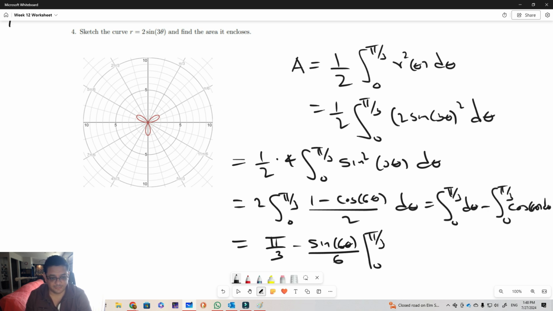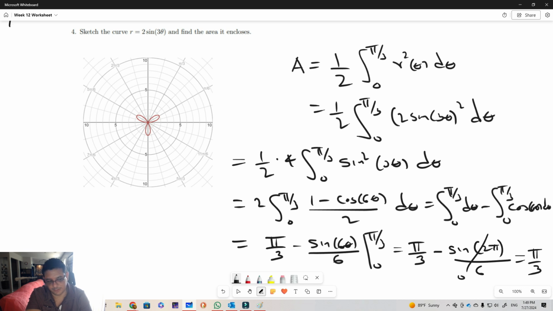Of course, when this is 0, then this is 0. And when this is pi over 3, then 6 theta is 2 pi. So this is pi over 3 minus sine. And sine of 2 pi is also 0. So this at the end is just pi over 3.